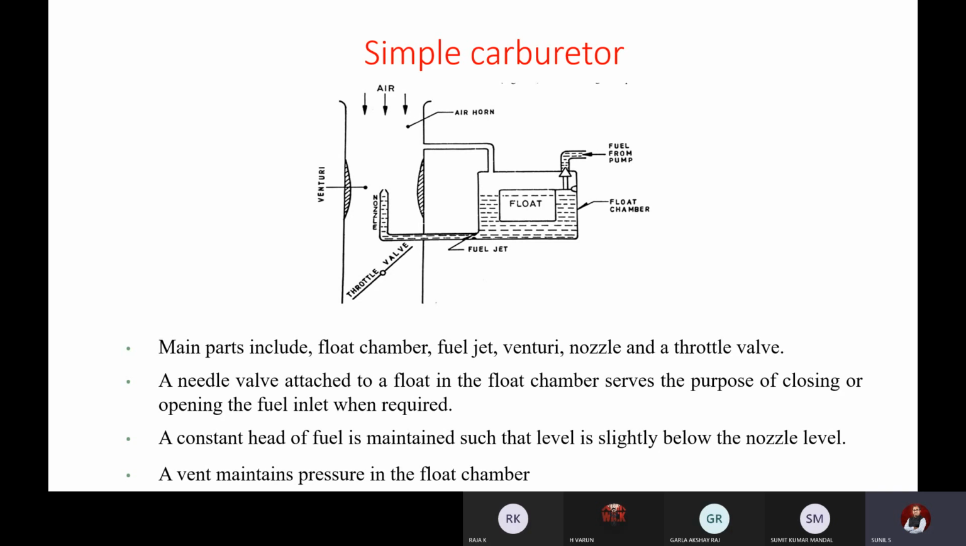Just take down the sketch, I'll explain the working in detail. We have discussed the various components. Please take down the sketch so that we can discuss the working of the simple carburetor.